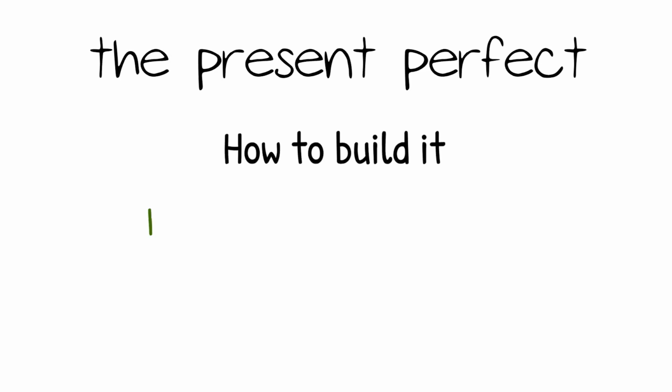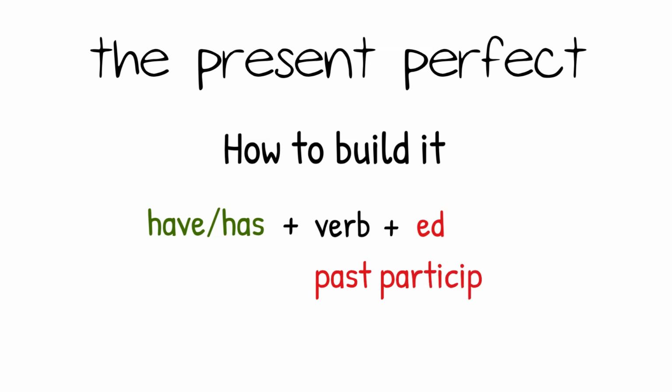Generally speaking, the present perfect is easy to build. What you need is the verb have or has if you use he, she or it. Additionally, you need a verb to which you add an ed, just like you do for the simple past. If your verb is irregular, you need the past participle, so the third form. For the verb give, for example, the past participle would be given.